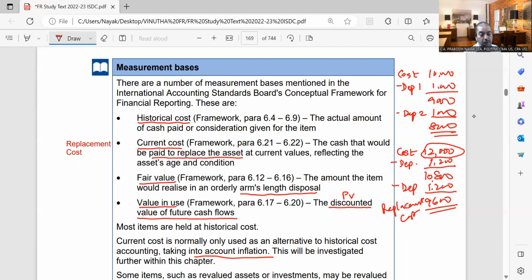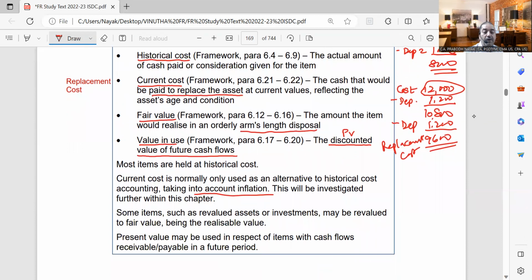Point is clear? Okay. Some items such as revalued assets or investments may be revalued to fair value, being the realizable value. Present value may be used in respect of items with cash flows receivable or payable in a future period. That means if you have given a loan to an employee, which is receivable after 2 years, you may need to calculate the present value of that. Discount it for 2 years and find out the present value.